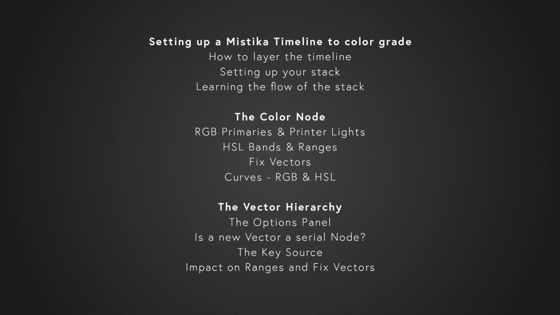As Eva was mentioning before, we are going to have an introduction to the color grade node. We're going to start by having a look at how to set up Mistika Timeline to do a color grade. We will layer the timeline, set up a stack to do the grade, and learn how the flow of that stack works. Next, we will delve into the color grade node, and we will see what we could do with primaries, with printer lights, with the bands, the fixed vectors, curves, RGB, and HSL.